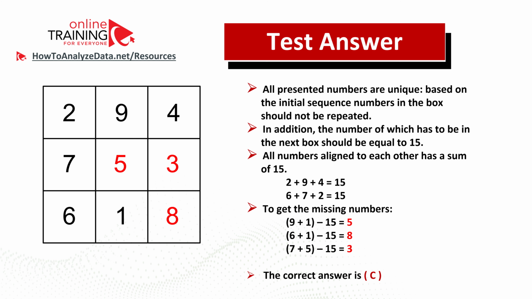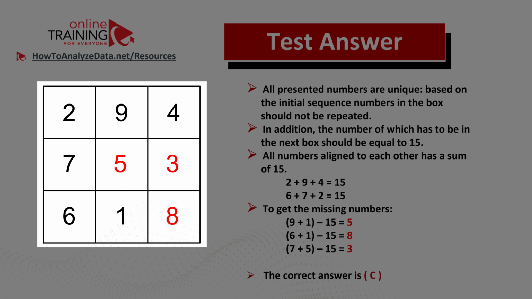There are a couple things going on with this square. First of all, presented numbers are unique. You can determine the missing numbers by finding the numbers that are not presented yet on the square. Second pattern that we see here is that all the numbers horizontally and vertically add up to the same number, and this number is 15.